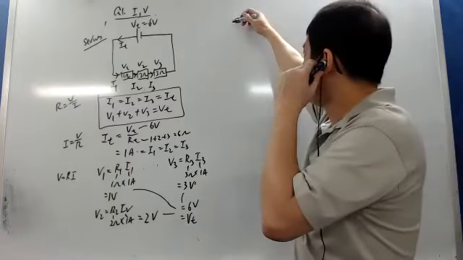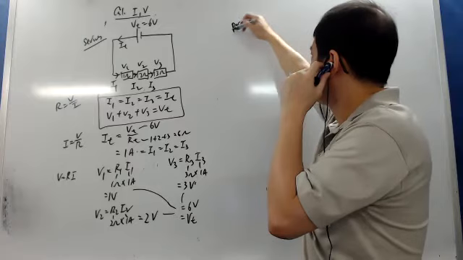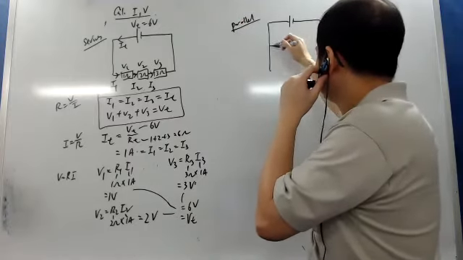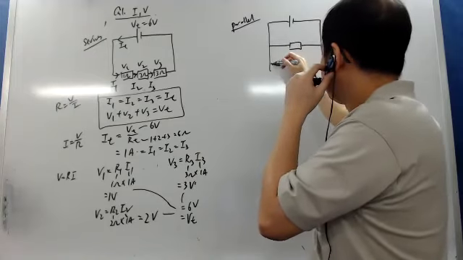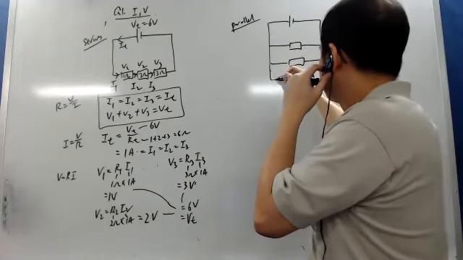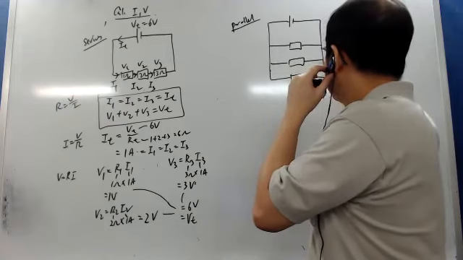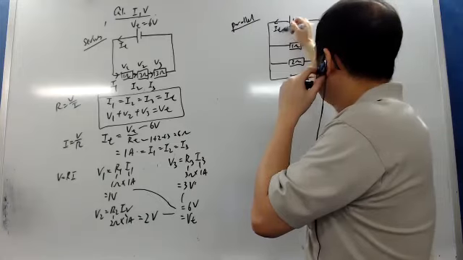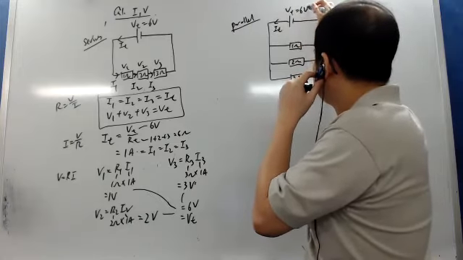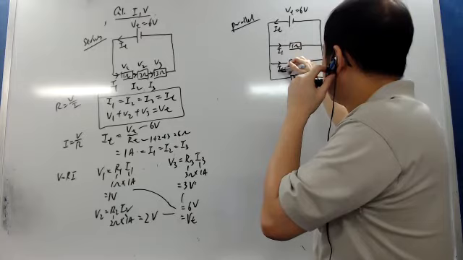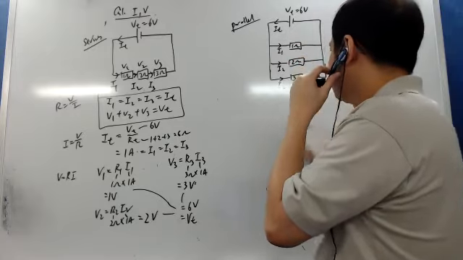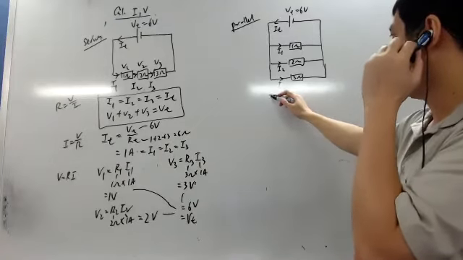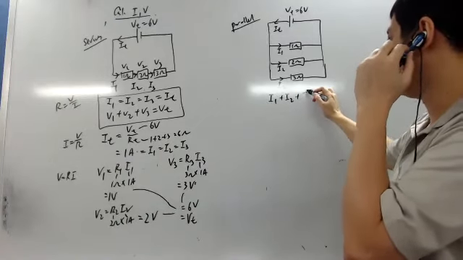Then if it's purely parallel, it will be like this: 1 ohm, 2 ohm, 3 ohm. Same thing, the battery's voltage will give you maybe 6 volt, with I total, and I1, I2, I3. Now you need the relationship, but this one is different. It's actually opposite. I1 plus I2 plus I3 equals I total.